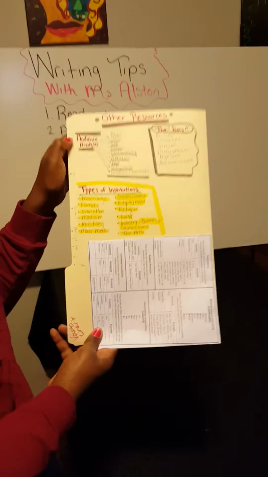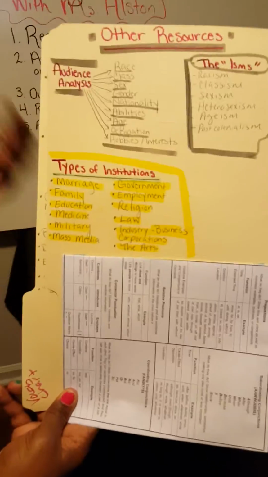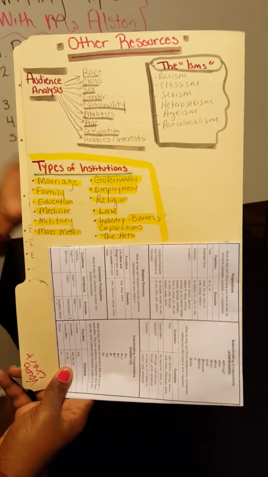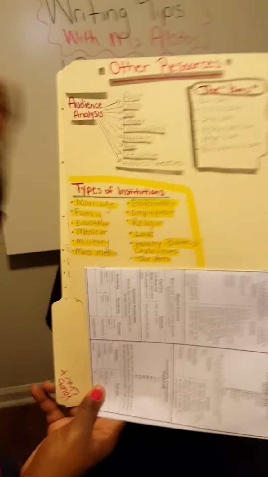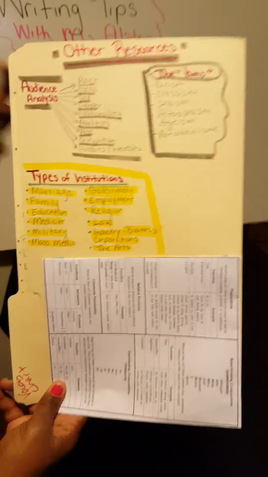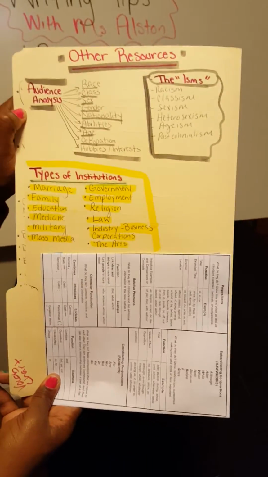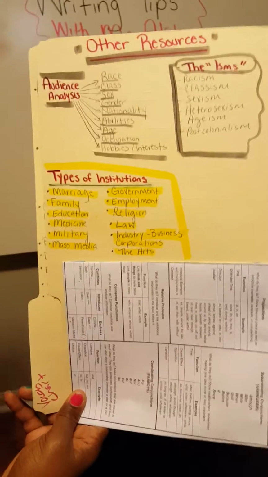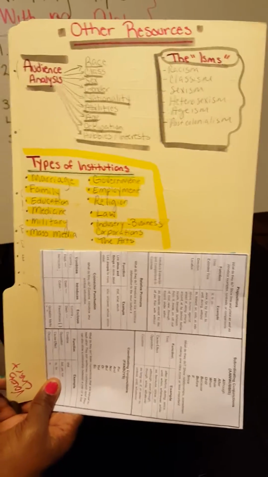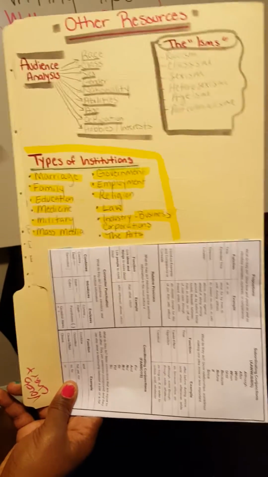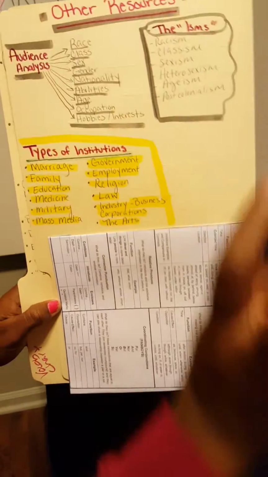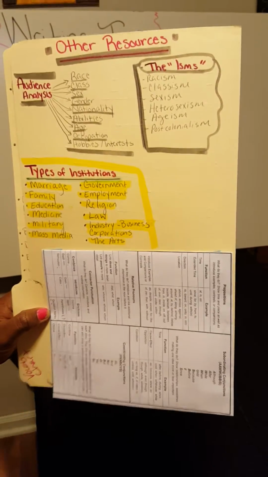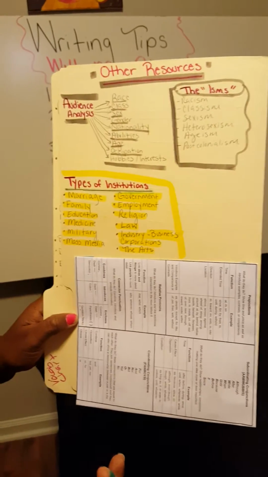Okay, and then lastly on the back, I put other resources. A lot of this is for when we're looking at nonfiction texts and we're analyzing issues of race, class, gender, or we're trying to make those connections when we read. So on the back, I have audience analysis. So we're looking at race, class, sex, gender, nationality, abilities, age, occupation, hobbies, interests. Then on the other side, I have the isms. So racism, classism, sexism, heterosexism, ageism, post-colonialism.